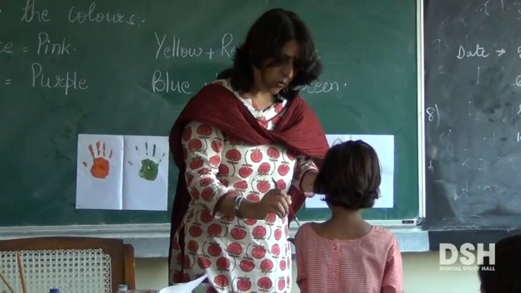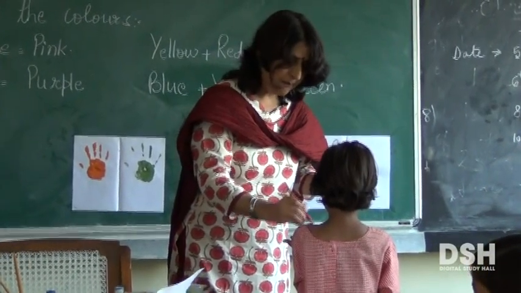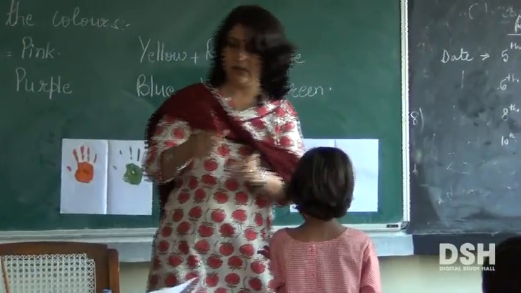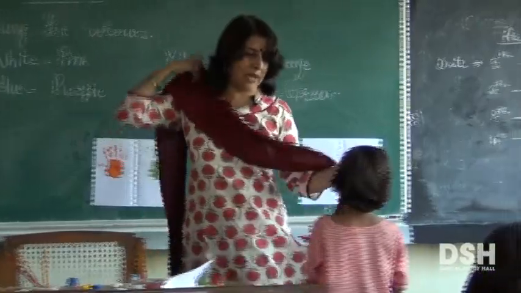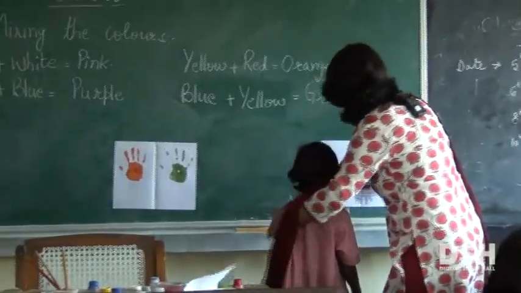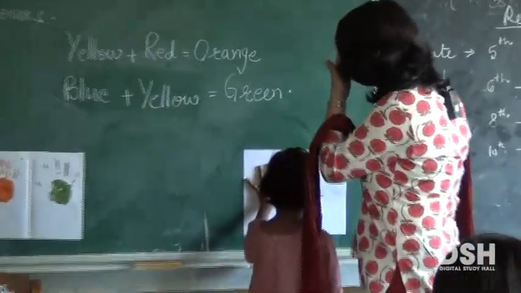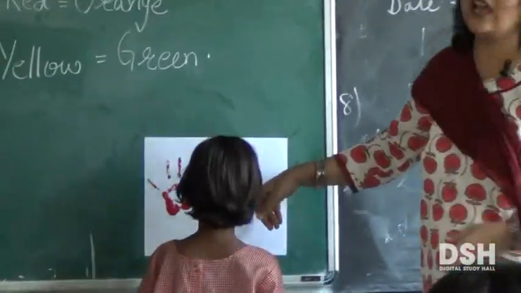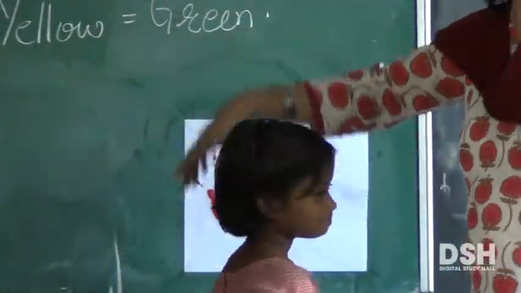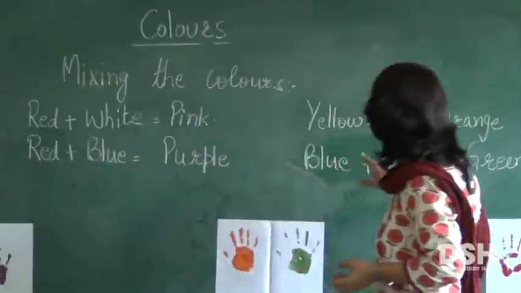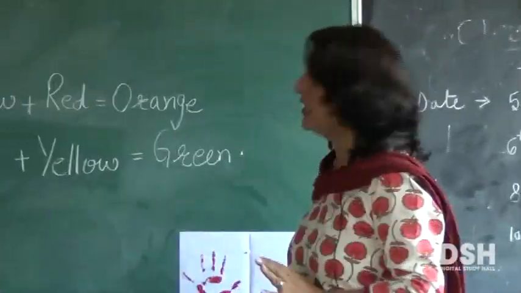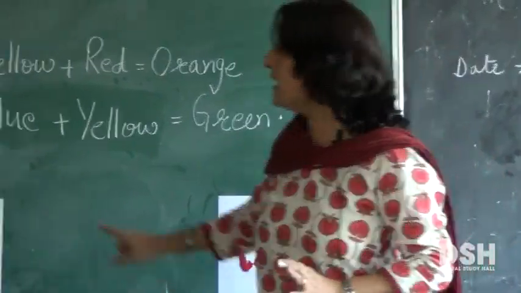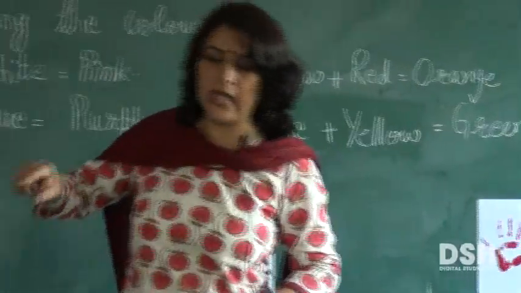What is blood? Where is your blood? Can you show me your blood? No, come, see, put it here. Wow, which is this color? Red. So red was there, red and white, red and blue, then blue, yellow and red. We had red color, so this is red color, right? Next we have blue. Who will come for the blue color?